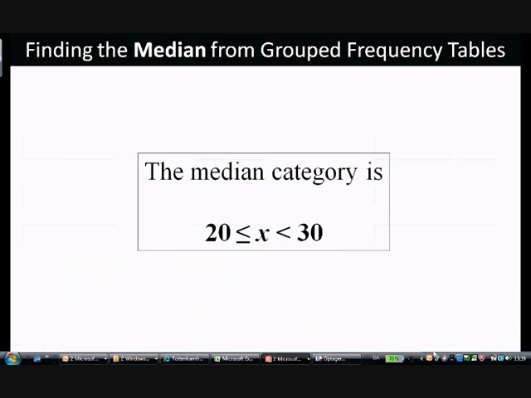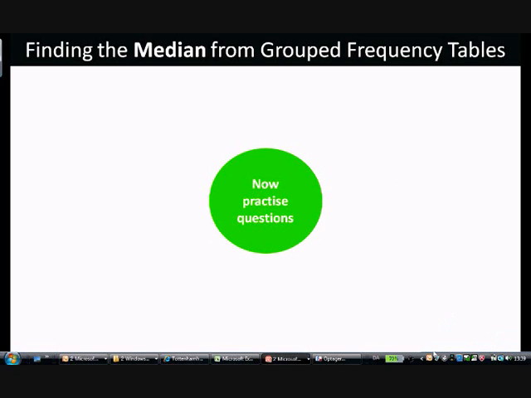So, moving on, just to confirm, the median category is x more than or equal to 20, but less than and not equal to 30. Write that down. And then there should be some questions.